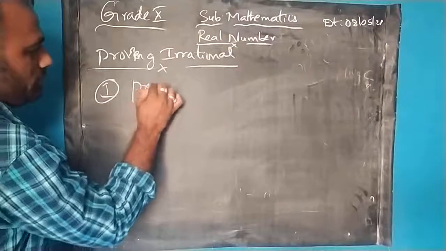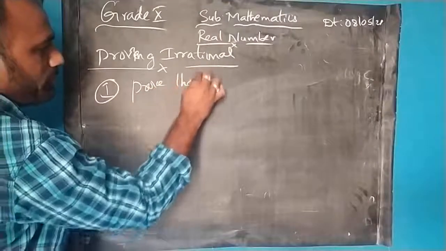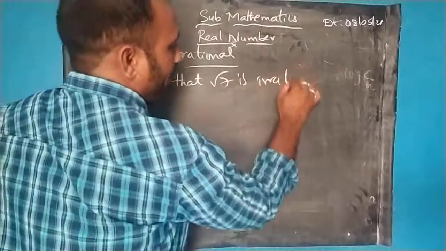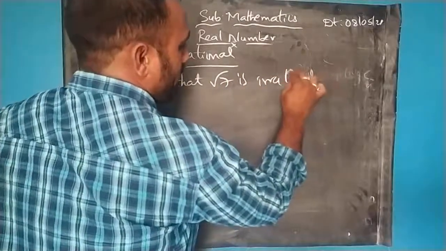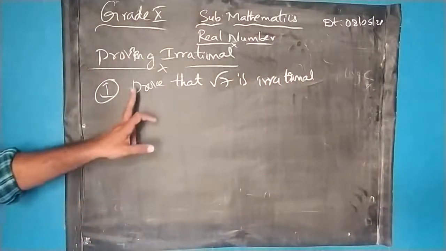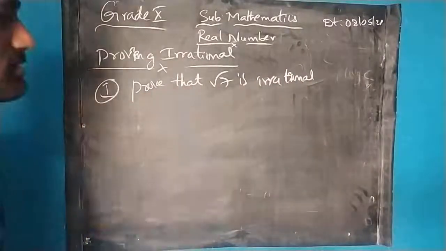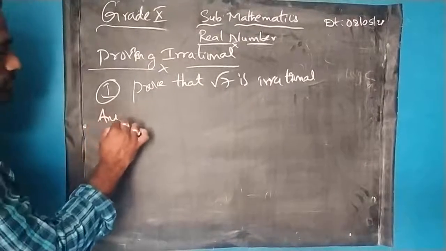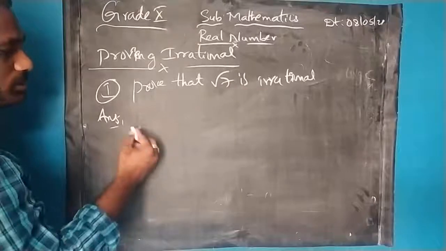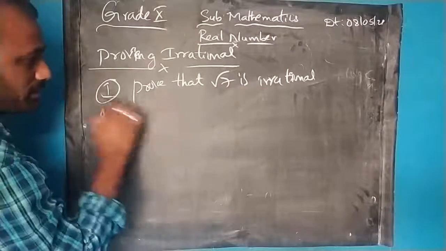Prove that root 7 is irrational. Okay. Look at here. Prove that root 7 is irrational. So whenever a single digit number is there, then how to do that? There is separate procedure. Let us see it.